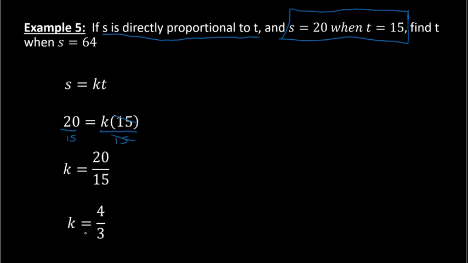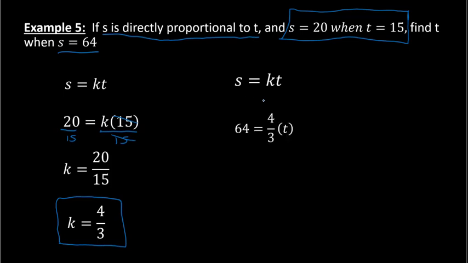So I know the constant, and that's why I use scenario 1. I use this to find the constant. Now from here, I can do the equation one more time for scenario 2, where I plug in what I know. I know that s is 64, and I know that k is 4/3. This constant does not change from scenario to scenario, right? It's a constant. It's a number that does not change. So I plug a 64 in for s and a 4/3 in for k.